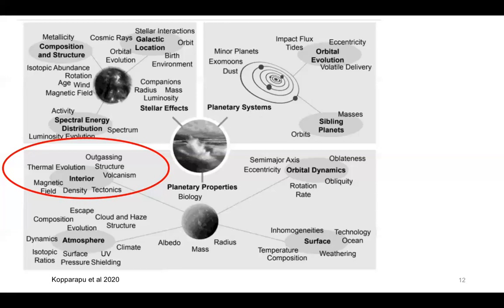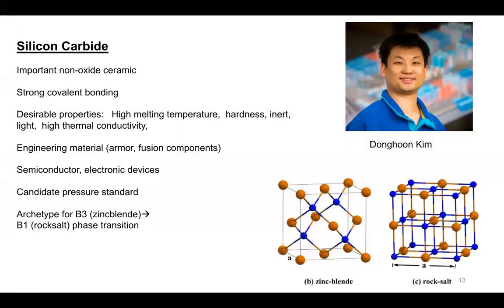All right, so the first material I want to talk about here, and actually the main one I'm going to emphasize, is silicon carbide. And this is the work of Dong-Hoon Kim, who I mentioned before. So silicon carbide, forgetting about planetary implications, is an important material. It's a ceramic. It's one of the major non-oxide ceramics. It has very strong covalent bonding. It's got a lot of desirable properties that make it extremely widely used: high melting temperature, hard, chemically inert, lightweight, high thermal conductivity, and on and on.